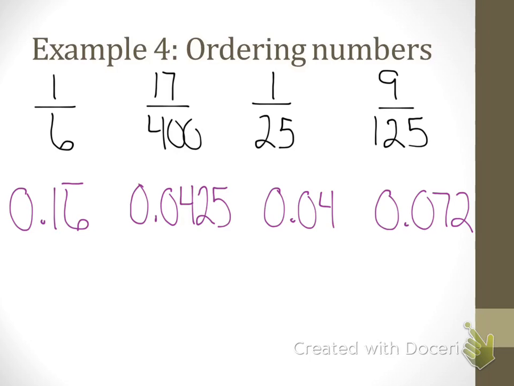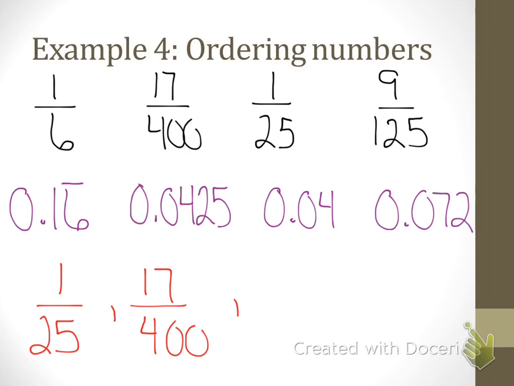1/25. And in my answer, I need to write it in its original form. That's why I wanted you writing it directly underneath its original. Because in your answer, you're writing it in its original form. So I got 1/25, and then what comes next? Hold on, in its original form. 17 over 400. Very good. 17 over 400, then what? 9 over 125, then 1/6.